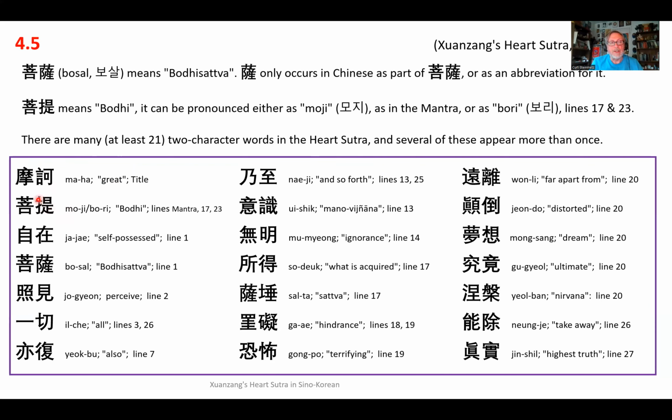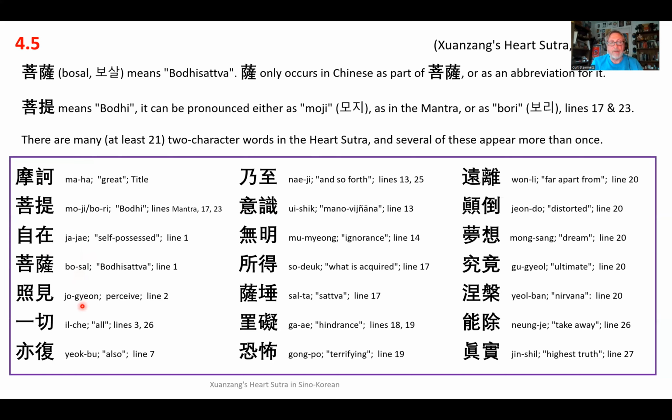Bo-ji, this 2-character combination can be pronounced either moji or bodhi, and it means bodhi. This is part of the name of Kwanseeum Bosal in the Heart Sutra, part of the name of Avalokitesvara. This is Ja-je, and this is one of the things that makes this the special name that Avalokitesvara has in the Heart Sutra, makes it a little confusing, or at least open to multiple interpretations, because these 2 characters by themselves are a compound word in Chinese. I'm not going to go through all 21 of these, but I just want to get to the ones that we've already covered up till now. This is Bosal, which I've already talked about a couple of times.